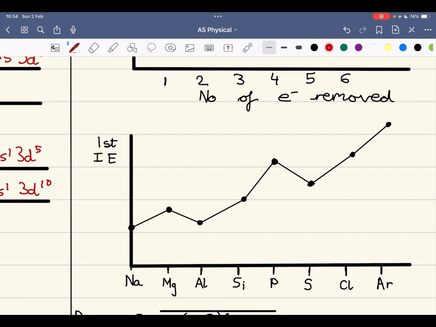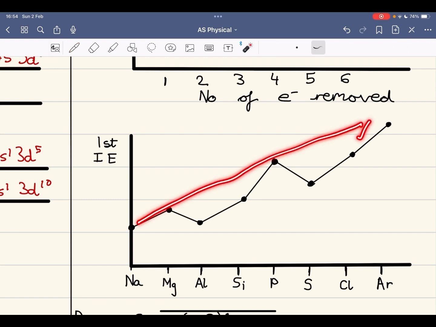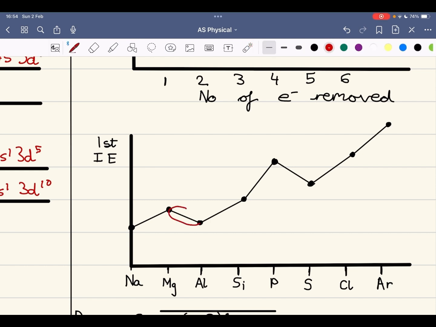Okay, next we have all of these, which are the first ionization energies of period 3. So as you can see, once again, there's a general trend upwards, and this is because as we go across a period, the nuclear charge increases and the atom gets smaller. However, there are 2 drops. So there's 1 drop here and 1 drop here.